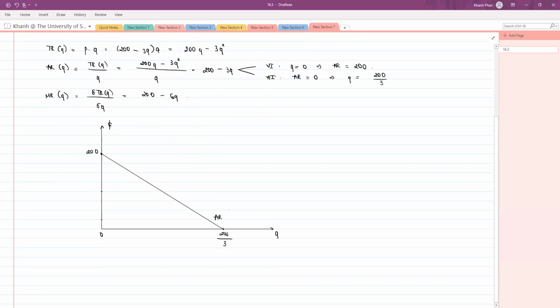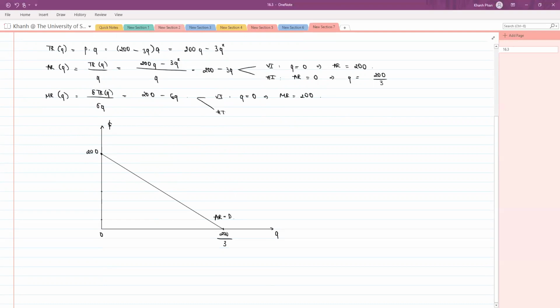Okay. And as you can see, average revenue is just going to be the demand curve, and it's just the willingness to pay curve. They are exactly the same thing. Okay. Now for the marginal revenue, again, we do the same thing. Vertical intercept is where I set Q equal to 0. So therefore, marginal revenue is 200. So that is just the vertical intercept over here.